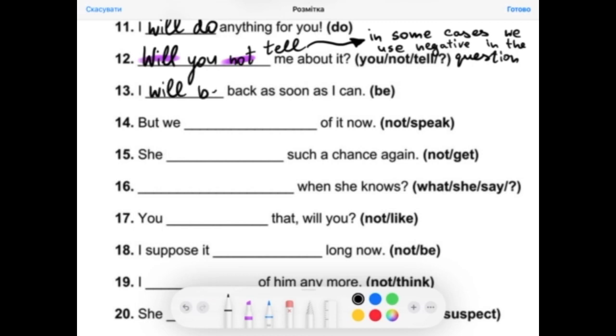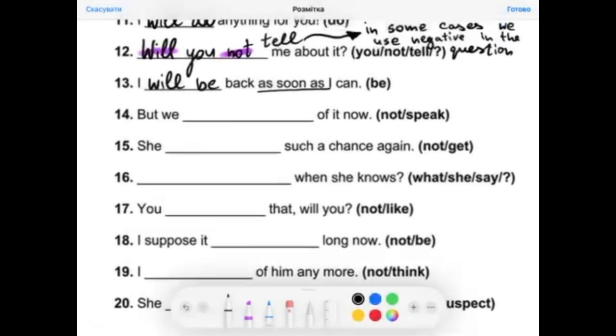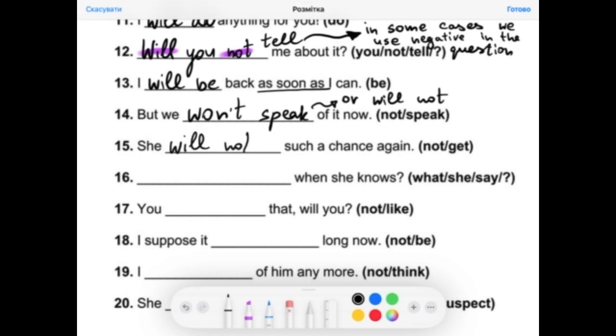I will be back. As soon as is also like a marking word and the helping word for us. But we won't speak, or also we could say, or the will not, so the long form or the negative word. The 15th one: she will not or she won't get such a chance again.